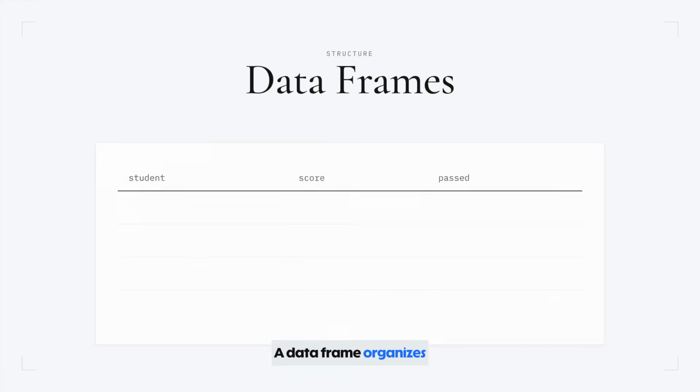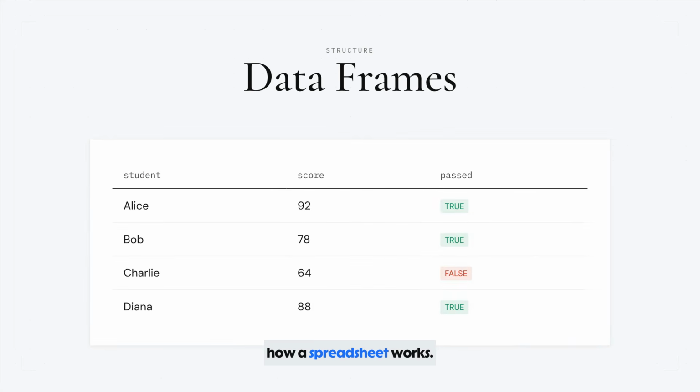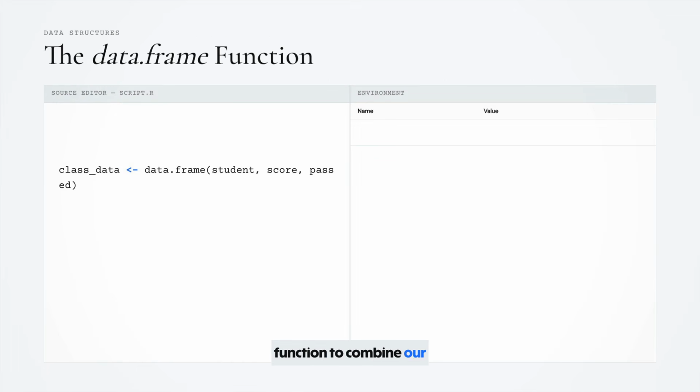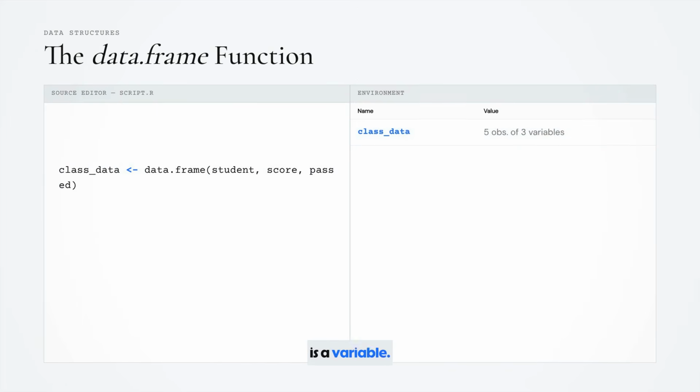A data frame organizes different vectors into a table-like structure, similar to how a spreadsheet works. We use the data.frame function to combine our vectors. Each row is an observation and each column is a variable.